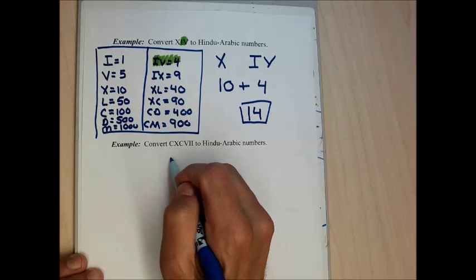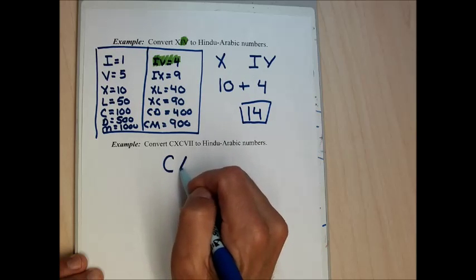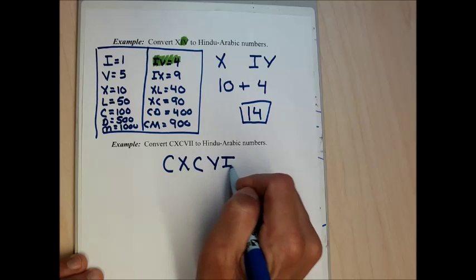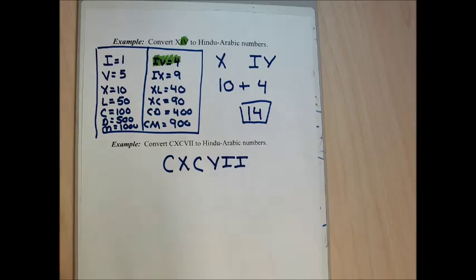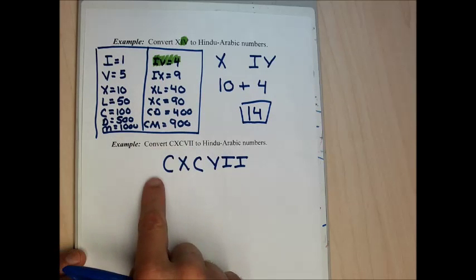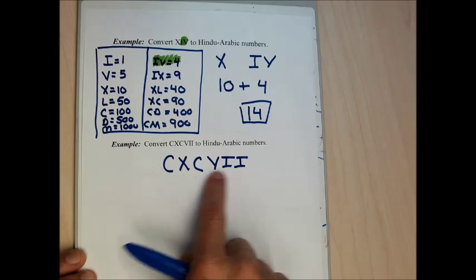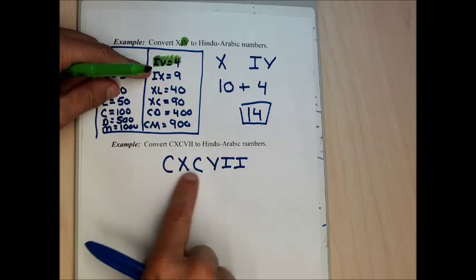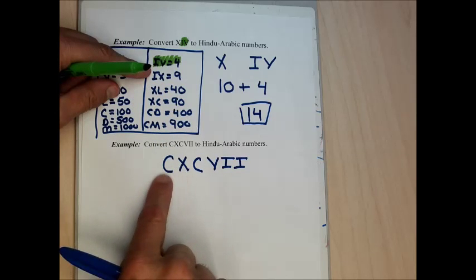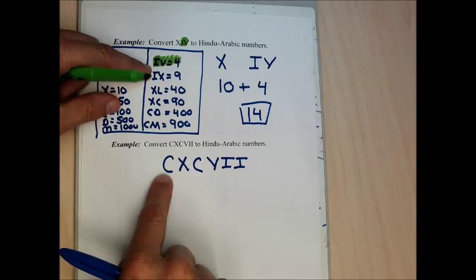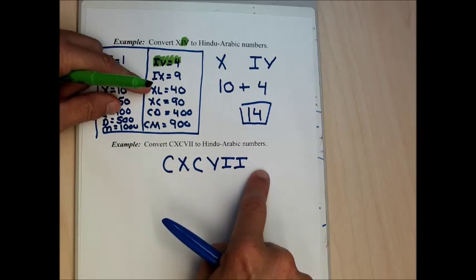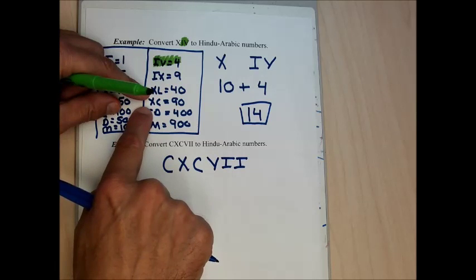If I'm asked to take the Roman numeral CXCVII and write it as a nice Hindu Arabic number, I look to see if I have any I's before a V. Well, the only I I have is after a V, so I don't have one of those. I look for any I that's to the left of an X. Well, to the left of this X is a C. I don't have those. I look for any X to the left of an L. I don't have any L's, so I don't have that. I look for any X's to the left of a C.